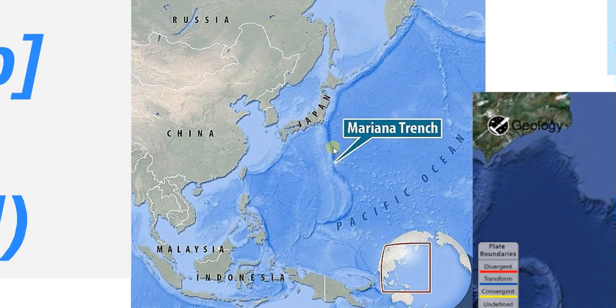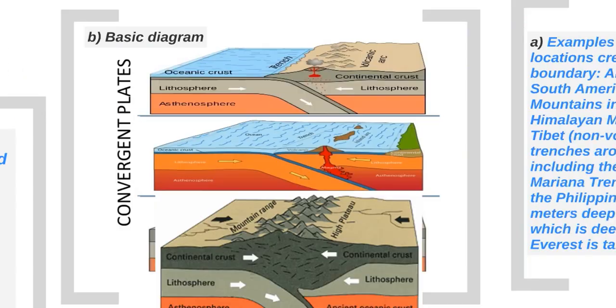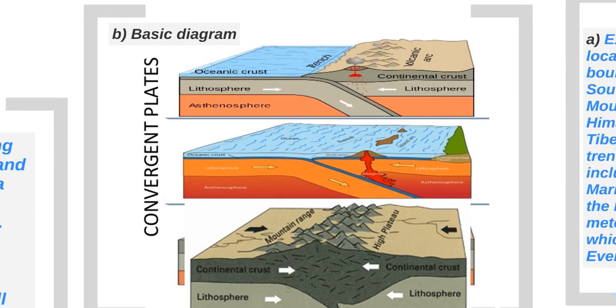Alright, basic diagrams. I kind of covered this bottom one because I didn't really like that diagram very much. This one's a little bit more accurate. So what I want you to do is add these three diagrams. Now, I said when plates are coming together, if one goes under and melts, it's going to be determined by what's on top of the plate.